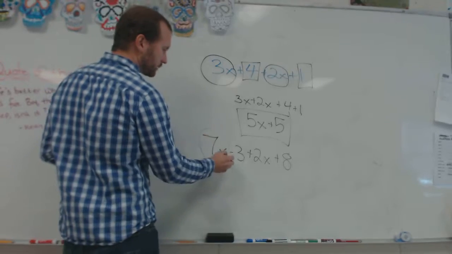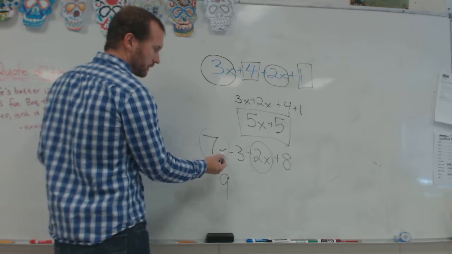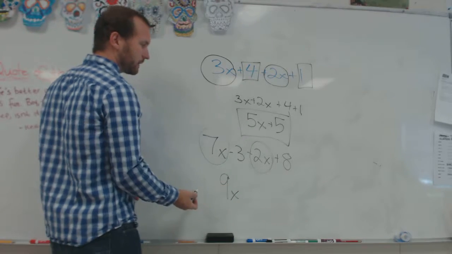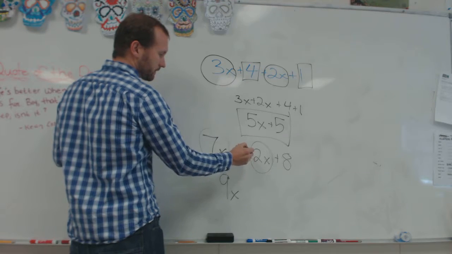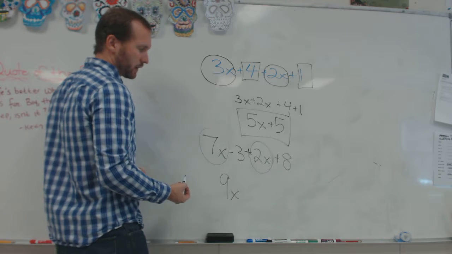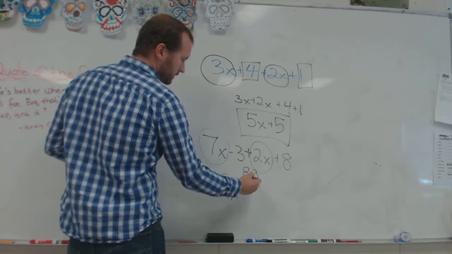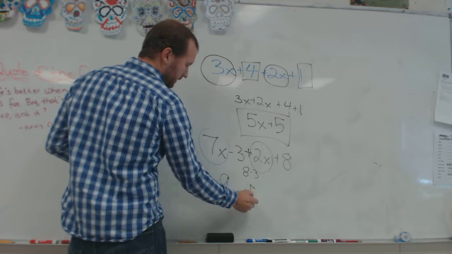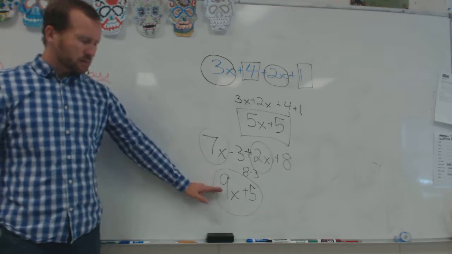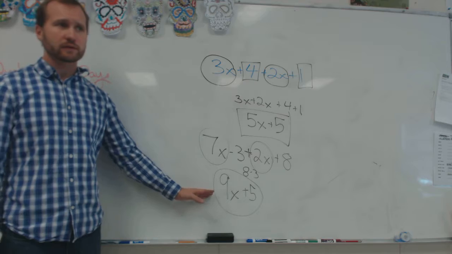7x plus 2x is 9x. Sorry, this is a plus 2. And then I have an 8 and a negative 3, which is going to be 8 minus 3, 5, which is a positive 5. 9x plus 5 is our final simplified equivalent expression. So that would be the answer if I asked you to simplify this, or if I asked you to combine them.